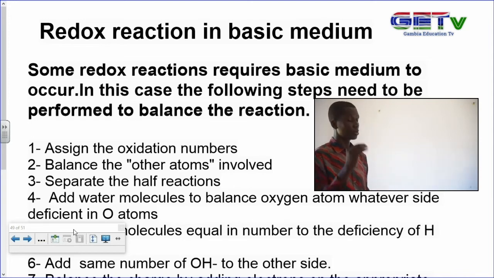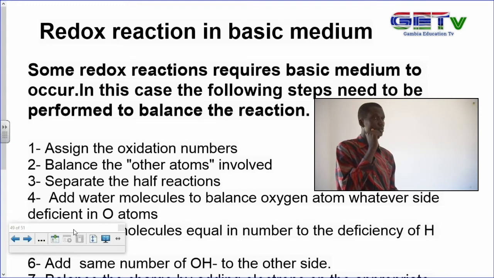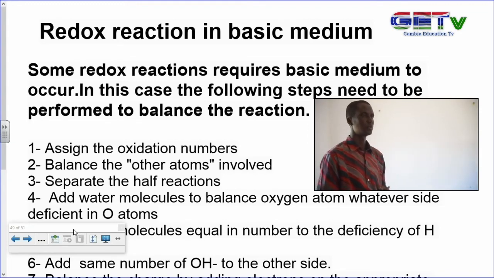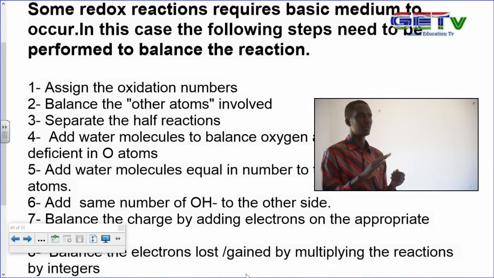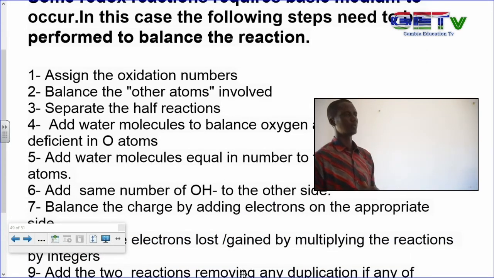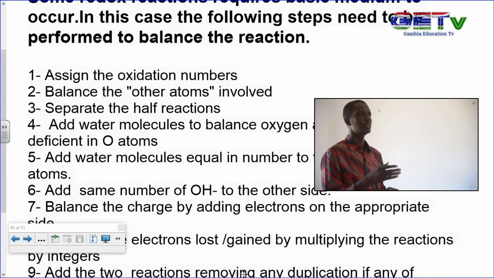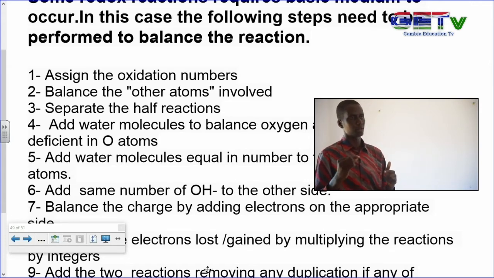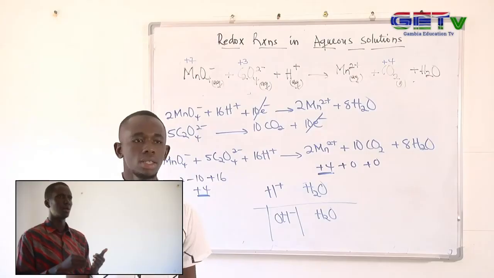Because according to some scientists, a substance cannot be called a base if it cannot produce hydroxyl ion in 1 mole of its solution. Again, also, you can add the same number of hydroxyl ion to the other side. That is, if you add water molecule on one side, you can add hydroxyl ion on the other side. Balance the charge by adding electrons to the appropriate side. That is, by looking at the what? Difference in what? In electrons.